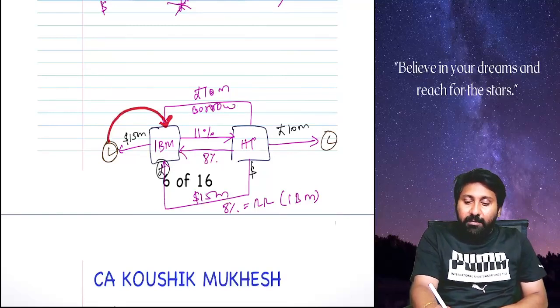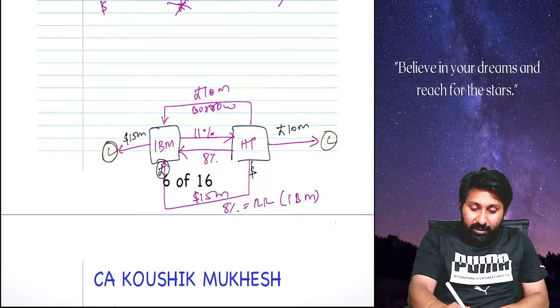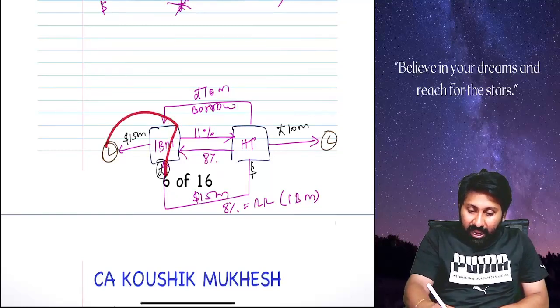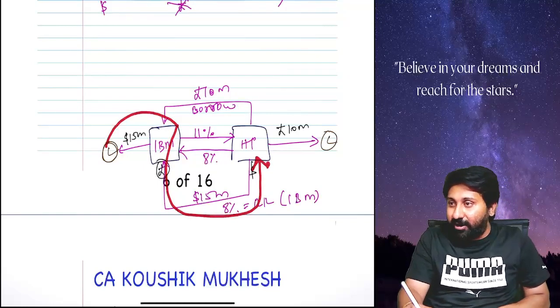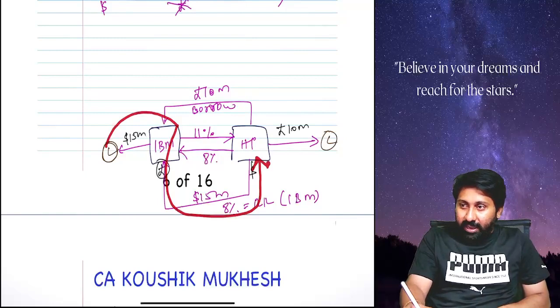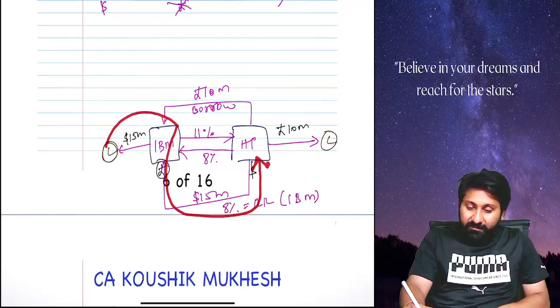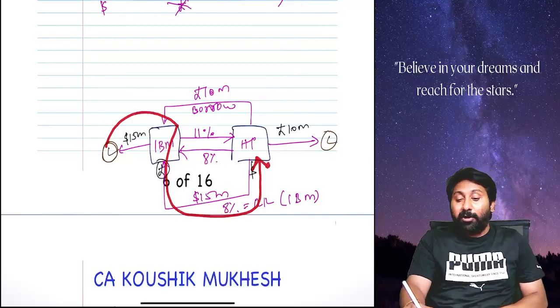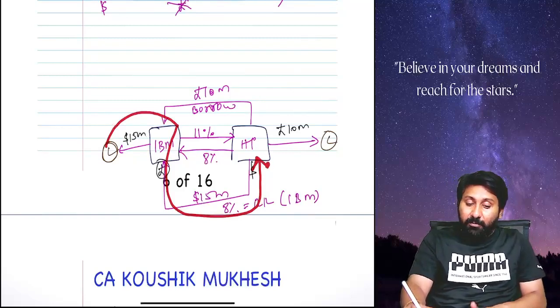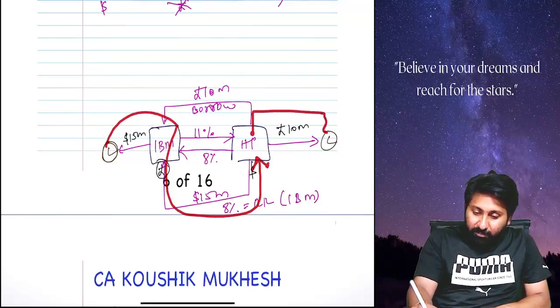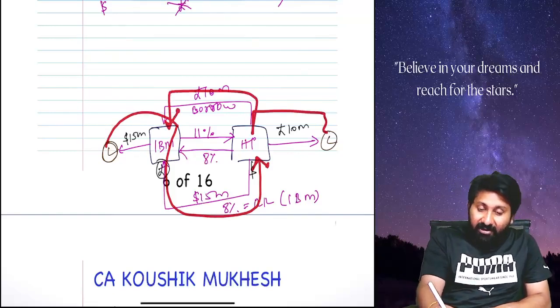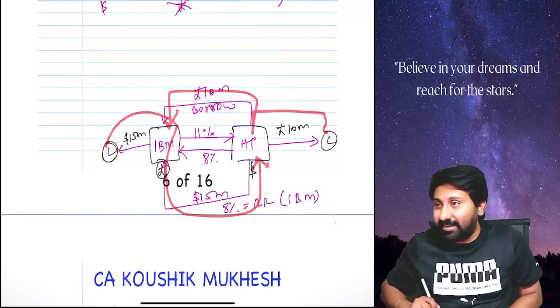Next, what will IBM do? This $15 million it borrowed, IBM will transfer to HP. Next, HP will borrow. How much will HP borrow? HP will borrow 10 million pounds now. It will borrow 10 million pounds from its bank and it will be given directly to IBM. Like this, the transaction happens.